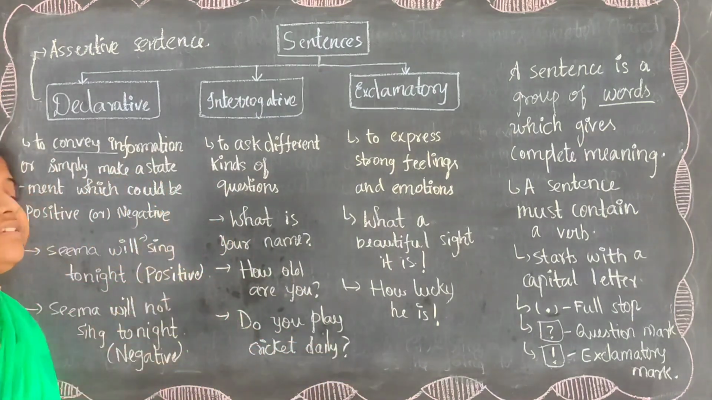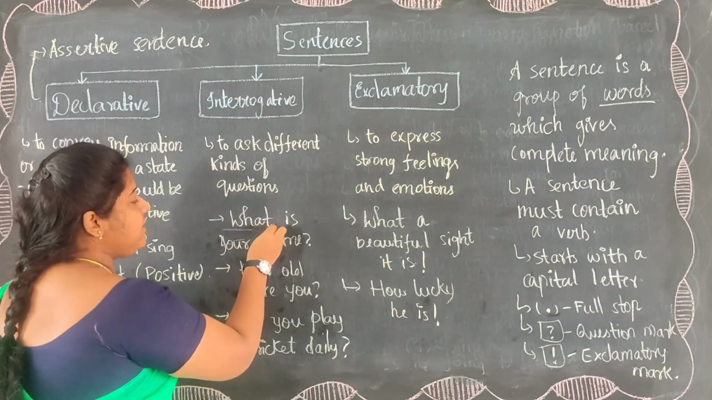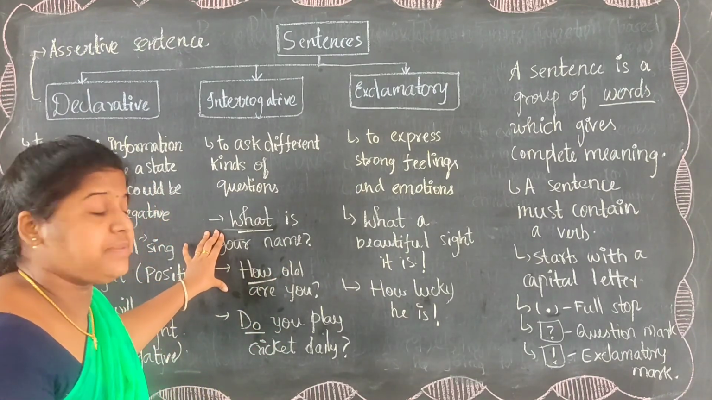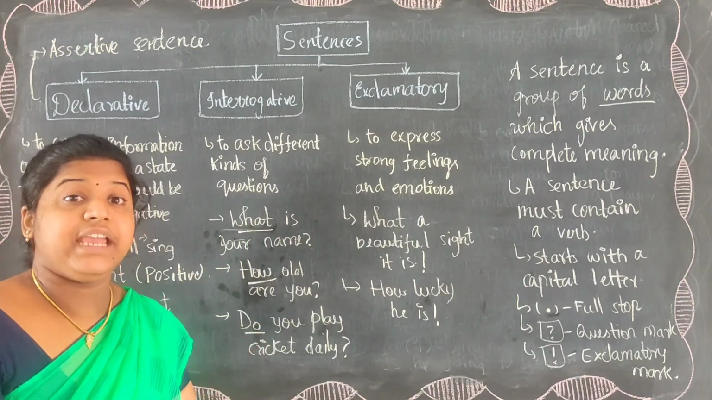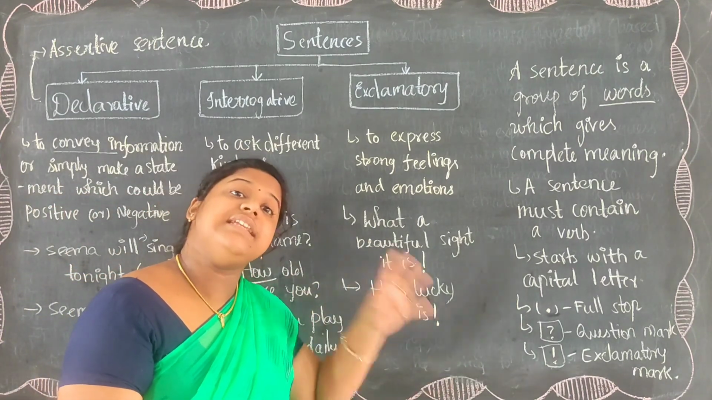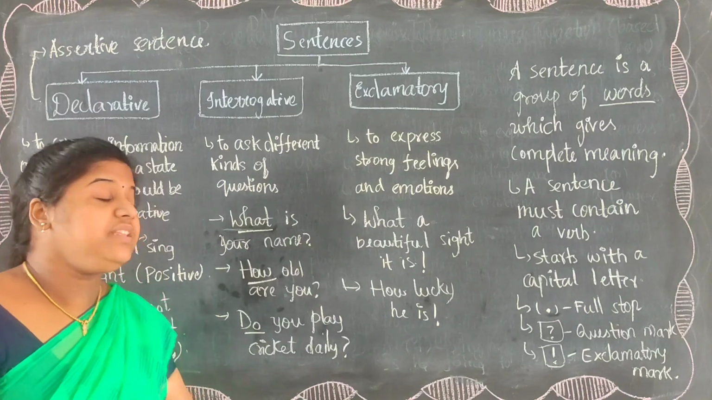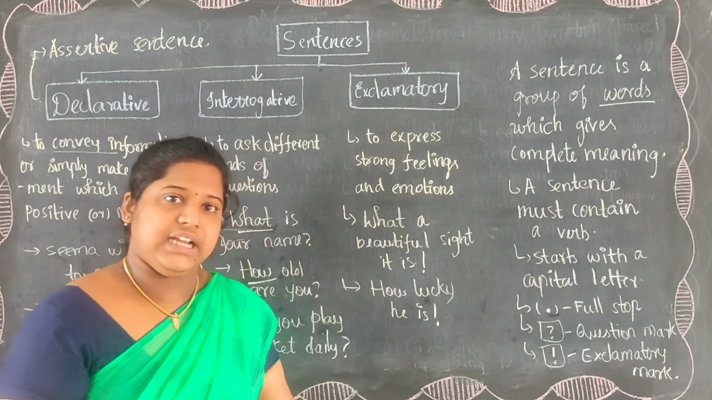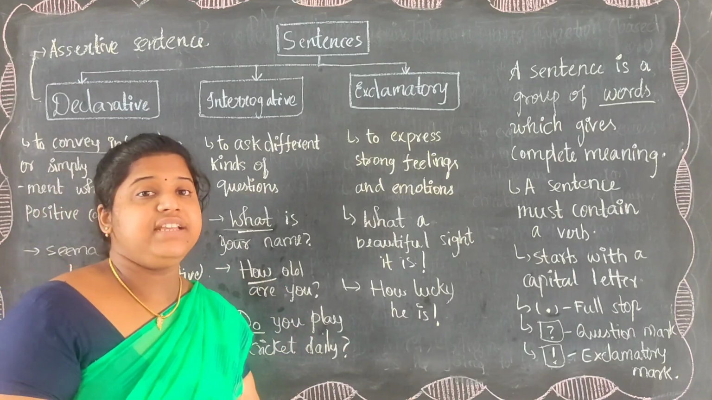And then interrogative sentences ask different types of questions. Questions are different, like what, how, do. These are all sentences we form in different types. See here, which is your favorite color? How old are you? When will you arrive? We have studied the WH words in a previous video, with all the WH words and their uses. Otherwise, do you play cricket every day? Did you write this? These are the ways we can ask different types of questions. And exclamatory sentences are used to express strong feelings or emotions.